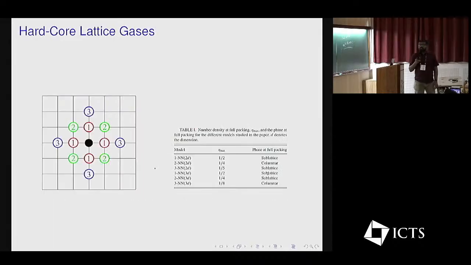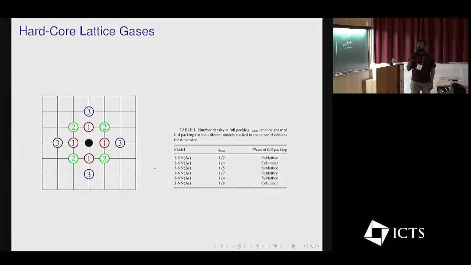So let's first define what a hardcore lattice gas is. This is a system on a square lattice in which you fill a particle at a site, and there is an exclusion constraint. Depending upon the range of exclusion, you cannot fill further particles. Like here, the red circles define the first nearest neighbor exclusion, whereas the second exclusion part is the green circles, and the third exclusion part is the circles labeled by 3.